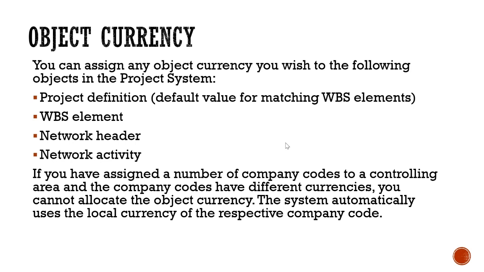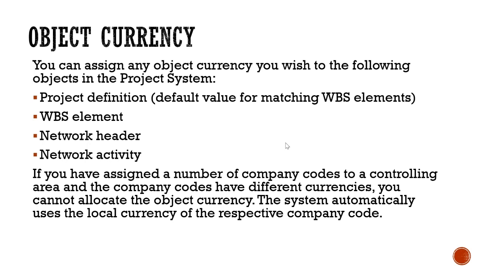So whenever I derive a report based on project definition, the value of that project definition, the object currency, will be shown in rupees. And if I extract the report based on WBS elements, then the value will be based on currency, dollars, USD. And if I derive the report based on network headers, then my value against the network header activities will be in pounds currency. So in this way it will be defined.